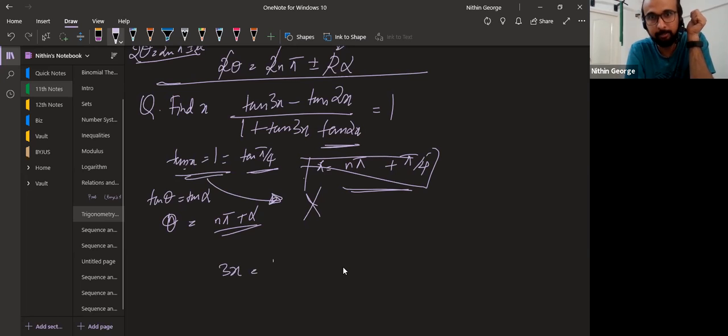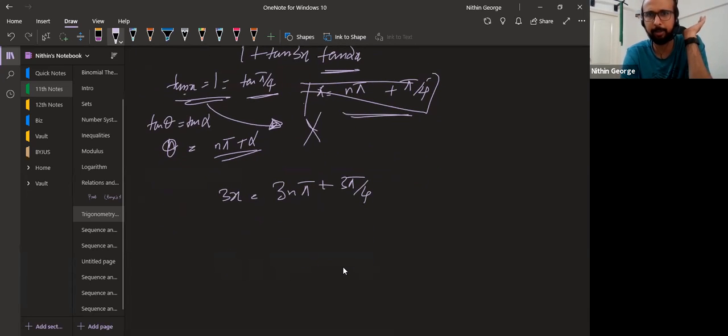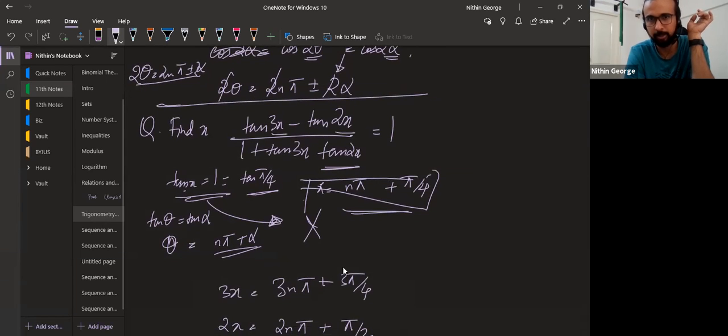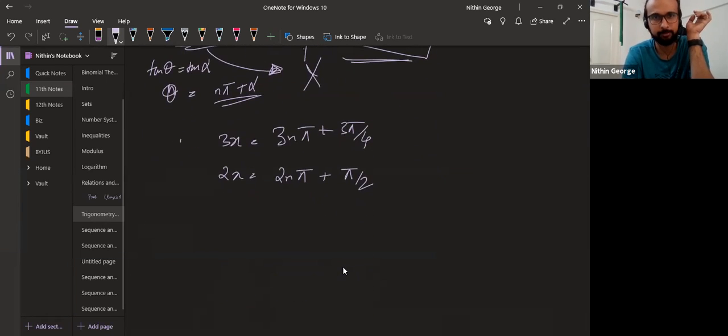So 3x will be 3n pi plus 3 pi by 4. Tan of 3x looks fine here, it will be plus or minus 1. Next, we have 2x also. 2x will be 2n pi plus pi by 2, right? We have tan 3x and tan 2x, so I'm just putting the value here. What is tan 3x? What is tan 2x? All right, so for tan 2x, there's an issue. If I put n equal to 0, I get tan pi by 2. At pi by 2, it becomes infinity. It's not defined, right?